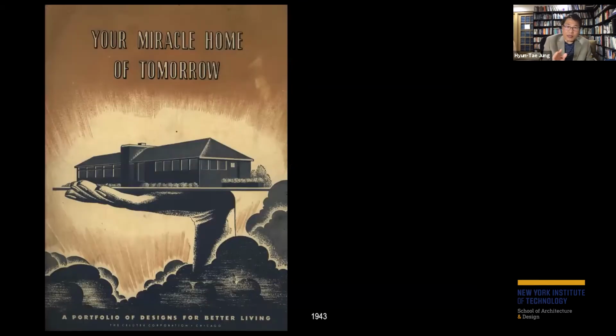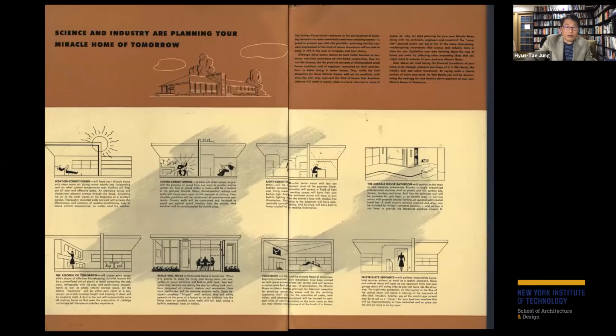And this is tricky. In 1943, I showed you the catalog of the Celotex company. Two years, in 1943, in the middle of the collaboration between SOM, Pierce Foundation, and Celotex Corporation, they learned things here. Their direction was not about being detail oriented. So now they want to talk about the future. So, your miracle home of tomorrow. And then they talk about something now much more advanced.